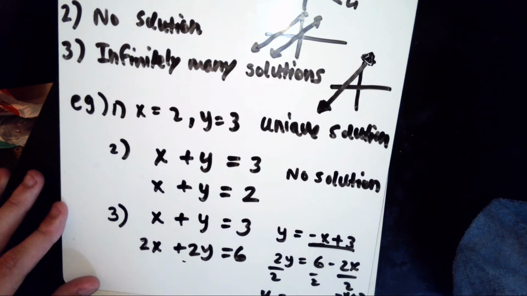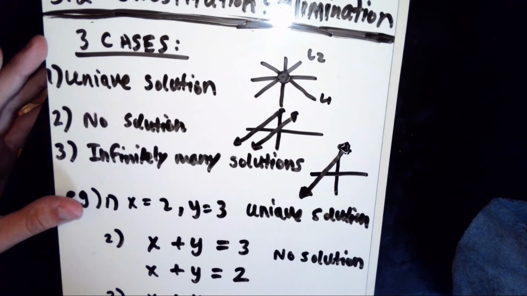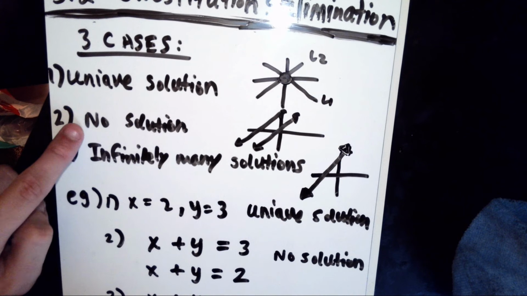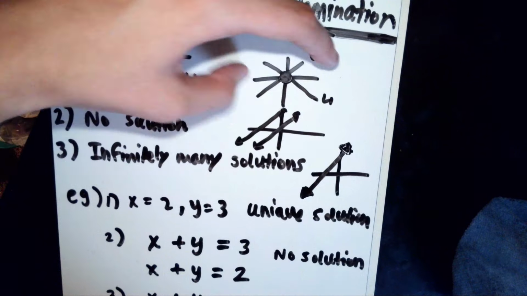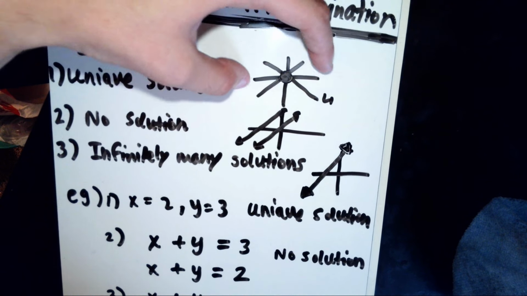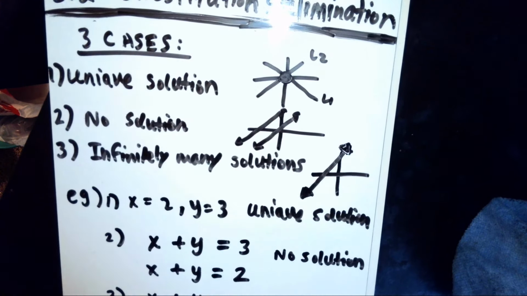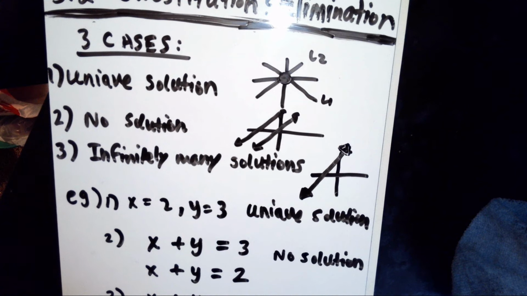So let's quickly summarize. For a linear system with 2 variables, you either have a unique solution, no solution, or infinitely many solutions. Their geometric descriptions look like this. You either have one single intersection, no intersections, or infinitely many intersections because they're actually right on top of each other. They're the same line.